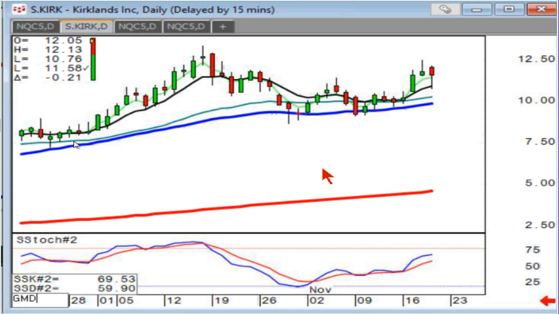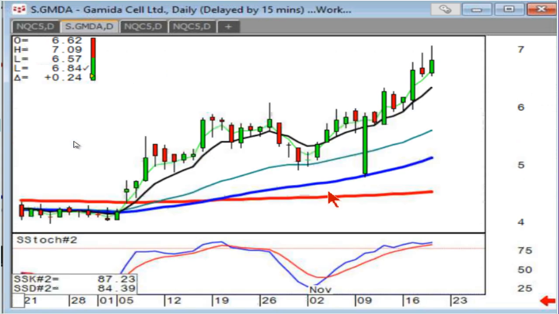Things like this one. Look where the belt hold opened, right smack dab on the 50, and came right back up. What did that tell us? They took out a lot of sellers. That uptrend was going to remain in progress.